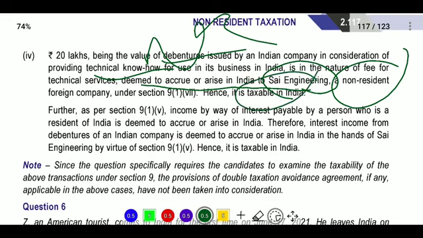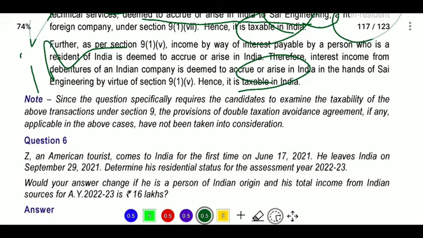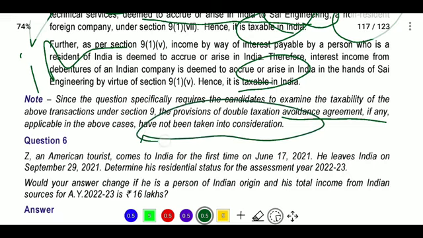Next, under section 9(1)(11), income by way of interest payable, and royalty where technical know-how consideration is paid, will be taxable, and the amount of interest payable is also taxable in India. Since the question requires the candidate to examine the taxability of the above transactions under section 9, the provisions of double taxation avoidance agreement, if any applicable in the above cases, have not been taken into consideration.